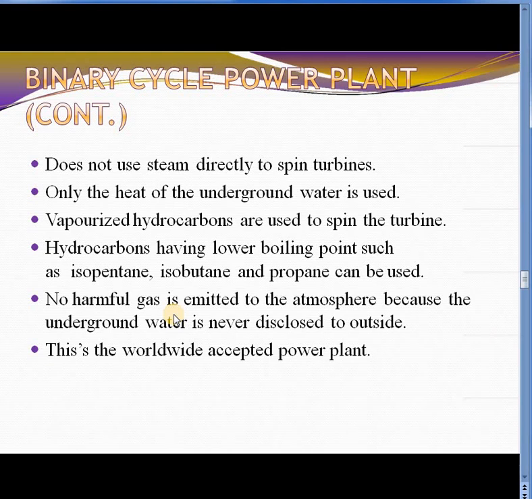During binary cycle power generation, there will be no harmful gas emitted into the atmosphere, and the fluid which is being used is recycled and reused again. So environmentally, these binary cycle power plants are advantageous, and the key advantage is that they don't release these hydrocarbons to the environment. They are reused in the cycle itself, and the thermal efficiency of this is around 10 to 13%.